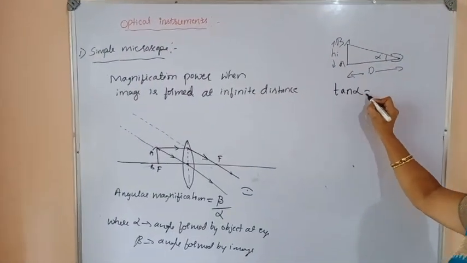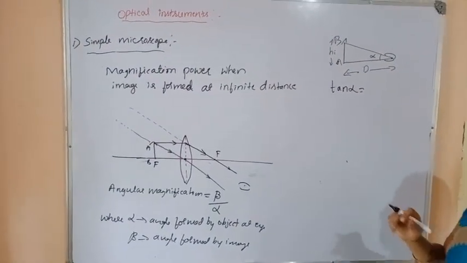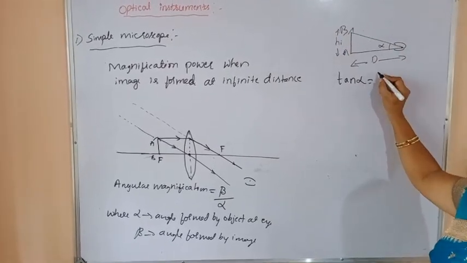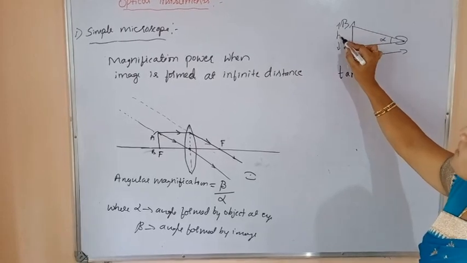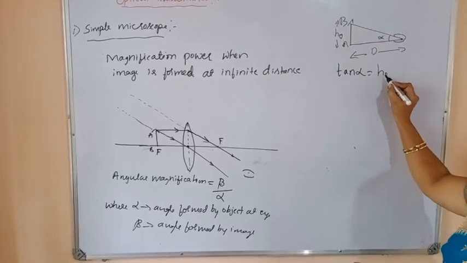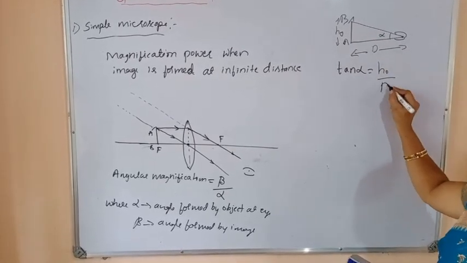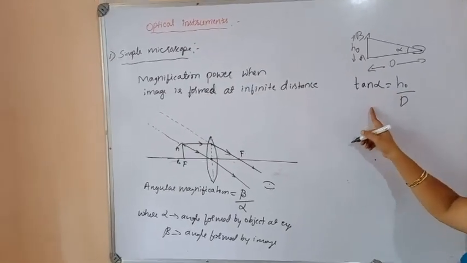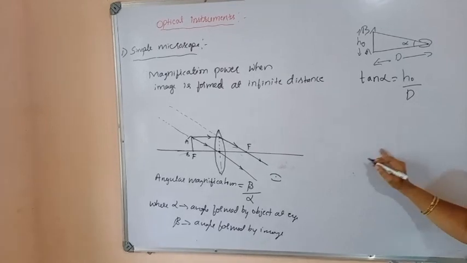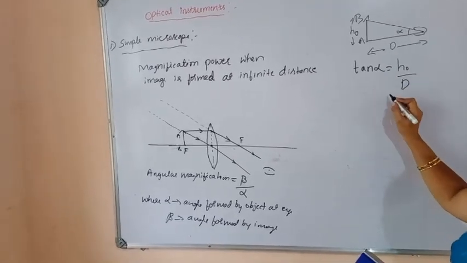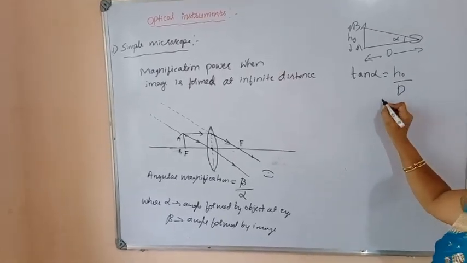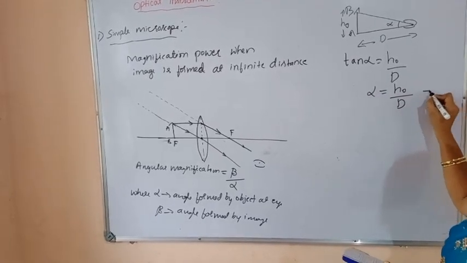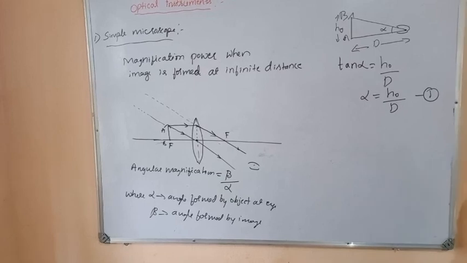What is tan alpha? Tan theta is opposite by adjacent. Here tan alpha is opposite by adjacent. Opposite is the height of the object, so height of object to the D. Tan alpha is equal to h naught by D. Here alpha is very small, so for a small angle, tan alpha is approximately equal to alpha. So this becomes alpha is equal to h naught by D. We call this equation number 1.